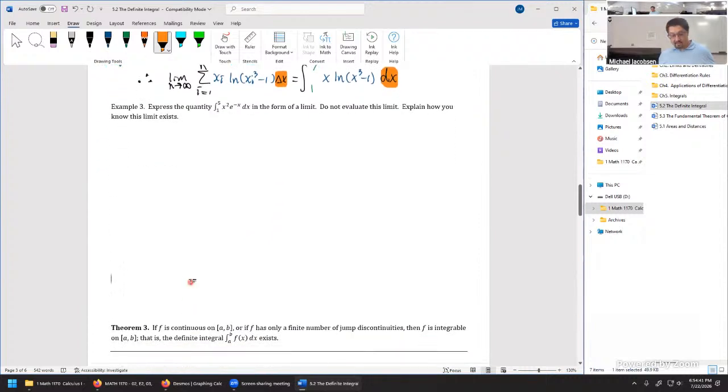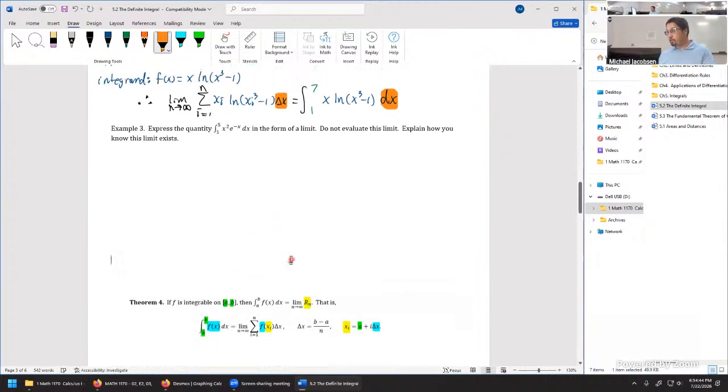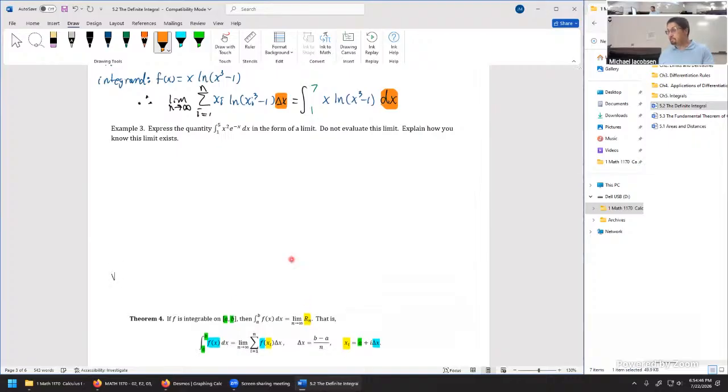So let's try this out again on example 3. Here's the formula we used on example number 2.